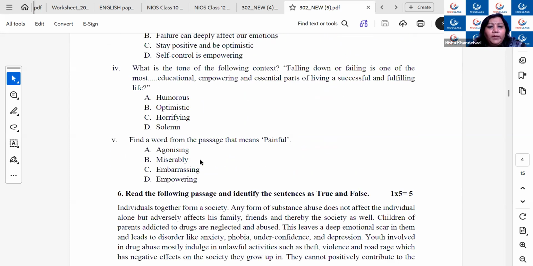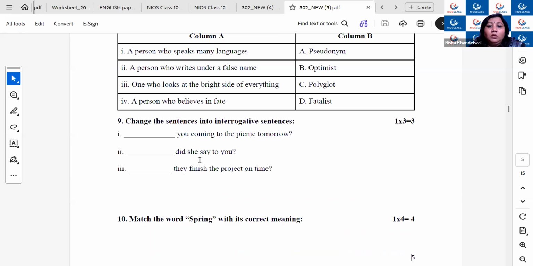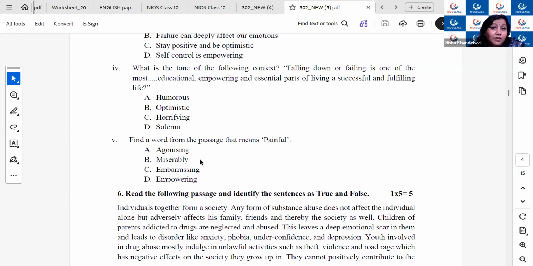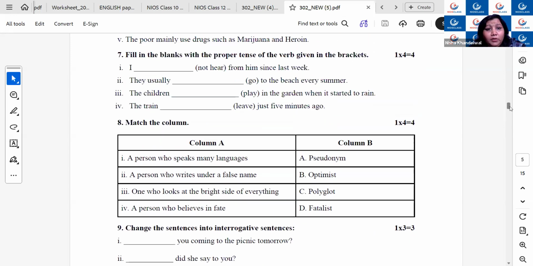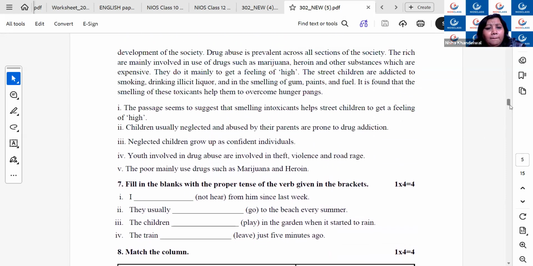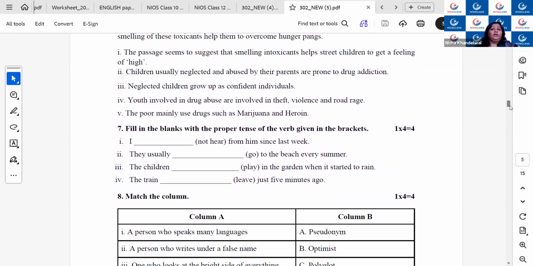Now we have one more passage which is again 5 marks. Again, objective type questions are there. Now we have grammar. Grammar is also there. One word of grammar, like if you can see, fill in the blanks with the proper tense of the verb given in the brackets. Like, the correct form of the verb you can also write.